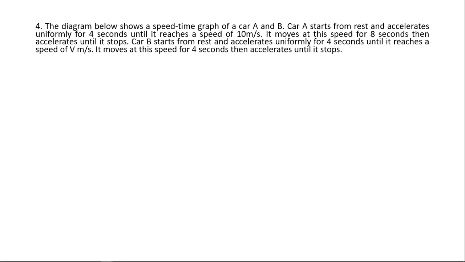Question 4. The diagram below shows a speed time graph of a car A and B. Car A starts from rest and accelerates uniformly for 4 seconds until it reaches a speed of 10 meters per second. It moves at this speed for 8 seconds, then accelerates until it stops. Car B starts from rest and accelerates uniformly for 4 seconds until it reaches a speed of V meters per second. It moves at this speed for 4 seconds, then accelerates until it stops.